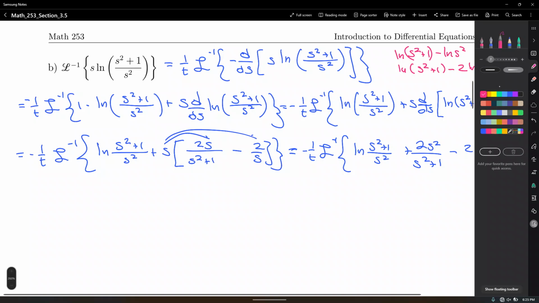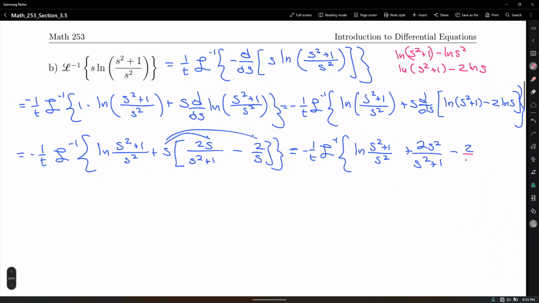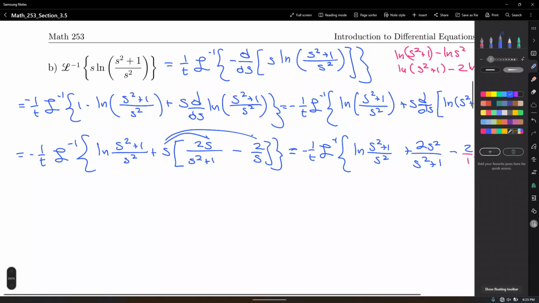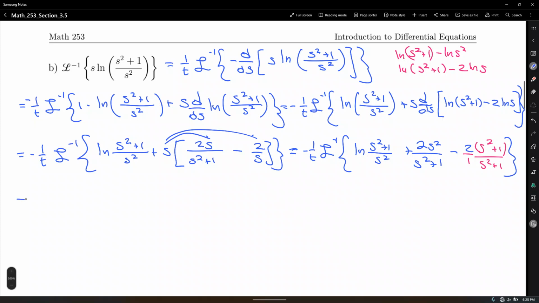So what I'm going to do here is divide by 1, multiply by s squared plus 1, divide by s squared plus 1, and combine fractions together. This will be negative 1 over t times the inverse transform of ln of (s squared plus 1) over s squared, and this will be 2s, that'll be minus 2s squared minus 2, everything divided by s squared plus 1.